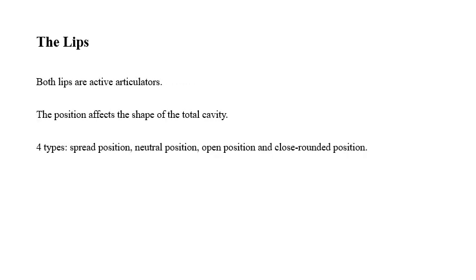Now, our last organ of speech is the lips, and you should know that both lips are active articulators or active organs of speech, and also the position of the lips highly affects the shape of our oral cavity. So again, the shape of the lips is very important, and this shape can be divided into 4 types, as I'll show in the following slide. These 4 types or shapes are spread position, neutral position, open position, and close-rounded position.